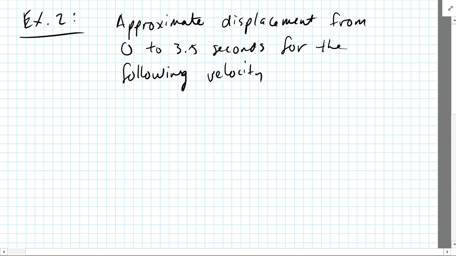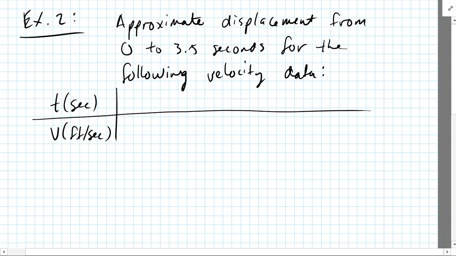And you hope it's something this straightforward, because it never is. On the AP test, they will give you data, and they will make you do some sort of approximation. It could be Riemann sum, it could be trapezoid. All right, so my data is I have time in seconds, and I have velocity in feet per second. It could be meters per second, but in this case it's feet. So somebody took some data at 0.5, and 1, and 2, and 3, and 3.5.